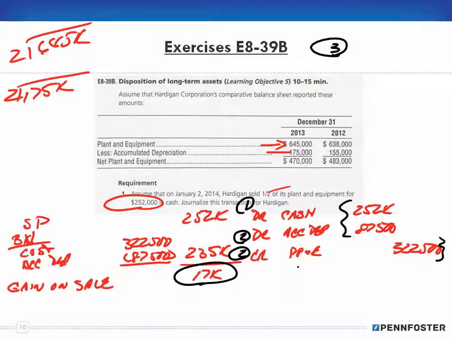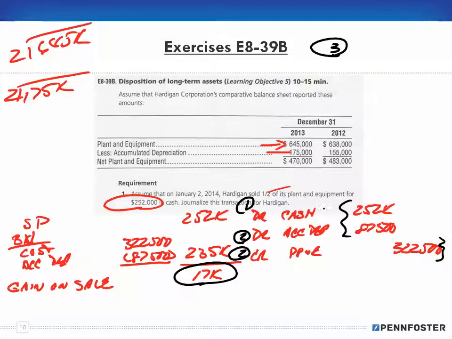Remember, I said in the last video that I don't memorize whether a loss is a debit or a gain is a credit, because transactions like these don't happen every day. They happen every few years, and you're not going to remember whether a loss is a debit or a gain is a credit. When you look over the entire scope of accounting, you're going to have gains and losses in different places, and depending upon where they are, one is going to be a debit, one's going to be a credit. You're never going to remember which one is associated with which.